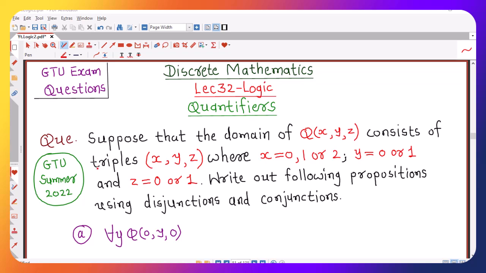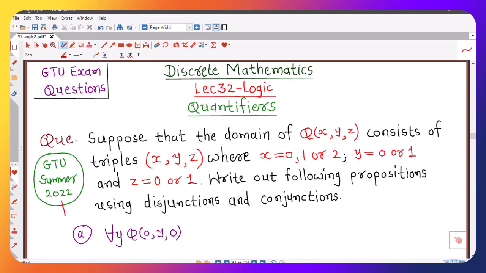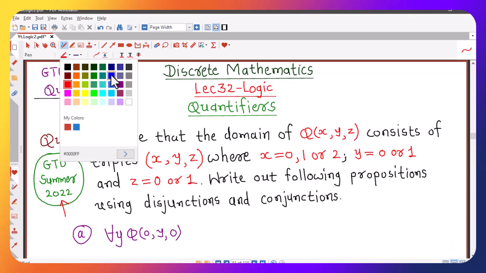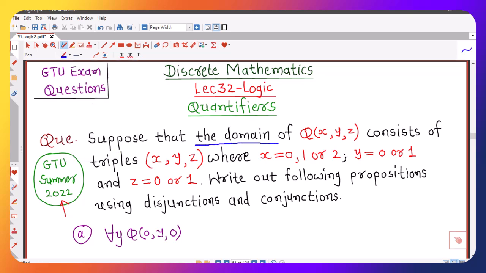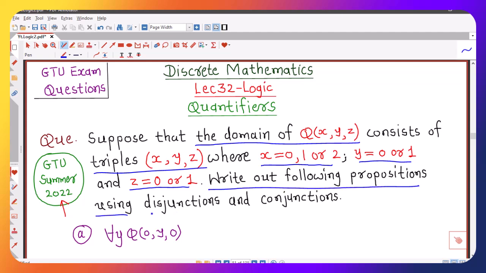In this lecture also we will discuss one question on quantifiers which was asked in GTU Summer 2022 exam. First we understand what this question is about. Here we are given that the domain of Qxyz consists of triples xyz where x can take values 0, 1 or 2, y can take 0 or 1 and z can take the values 0 or 1. Write out the following propositions using disjunctions, that is the OR operator, and conjunctions, that is the AND operator.